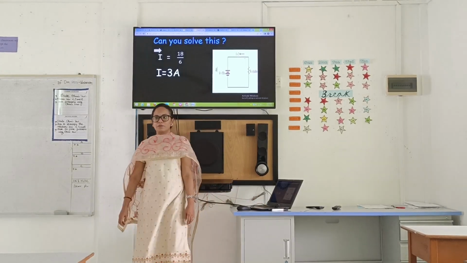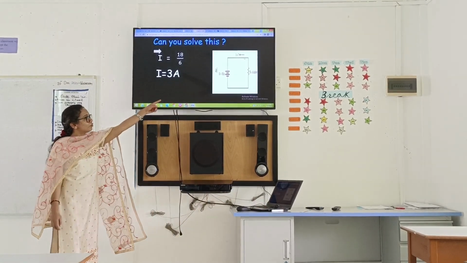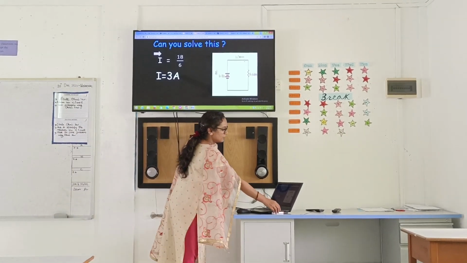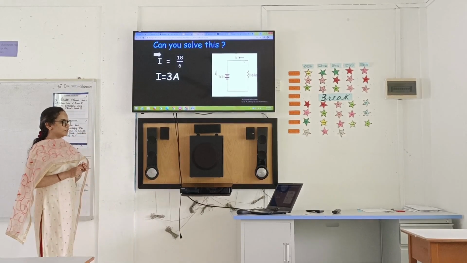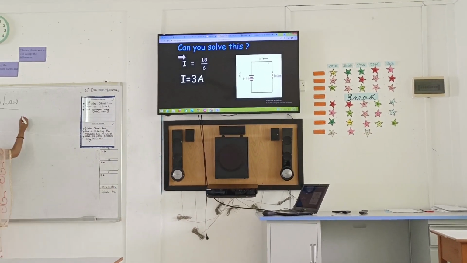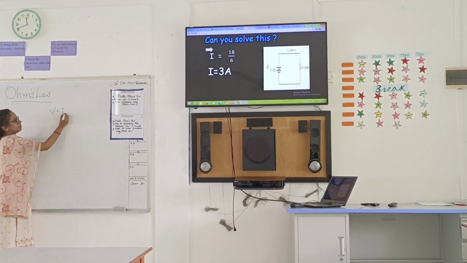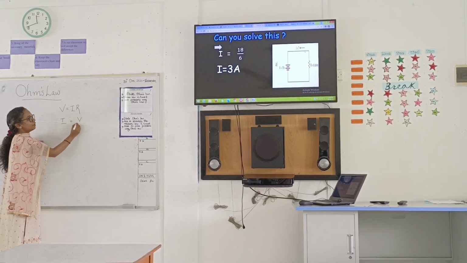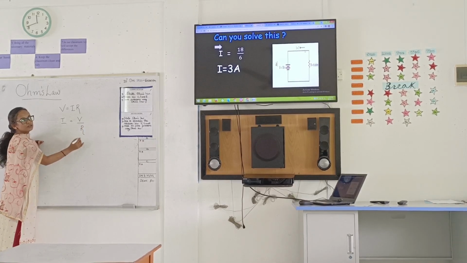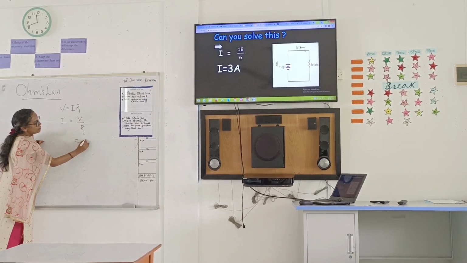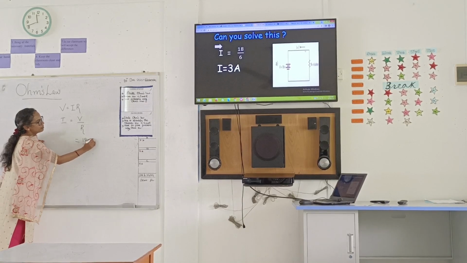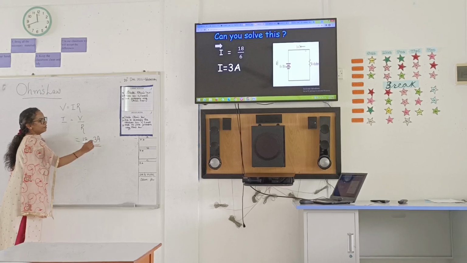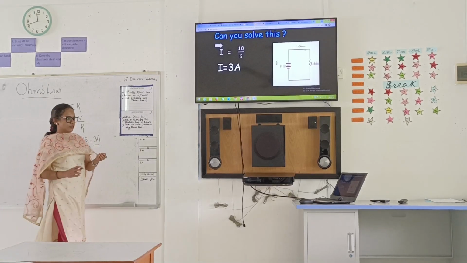Now we can do one problem. Here in the circuit, the given voltage is 18 volt and resistance is 6 ohm. So how can we find the current flowing through the circuit? How can we find out? It is the relation V is equal to IR. This is Ohm's law. And here they ask to find out I. I is equal to V by R, and in this you can see I is 18 by 6 and it is 3. And what is the unit of current? Ampere. So 3 ampere. This is the current flowing through the given circuit.